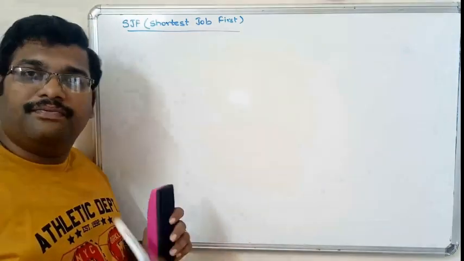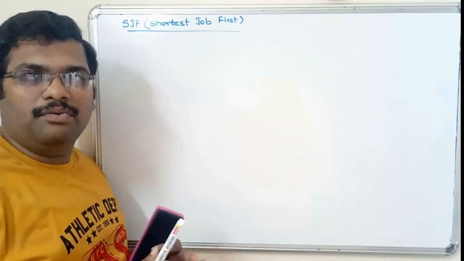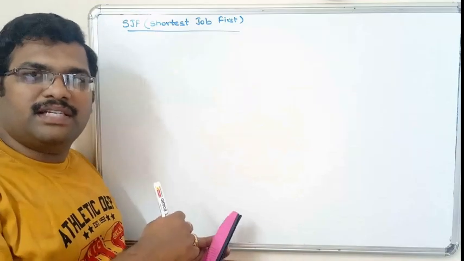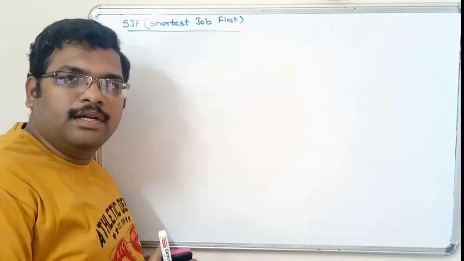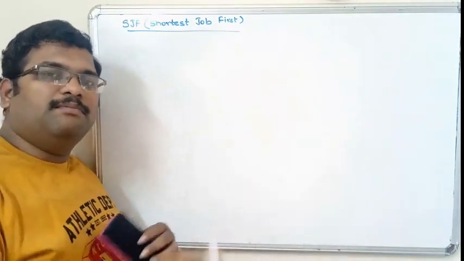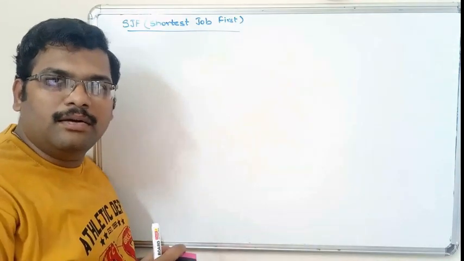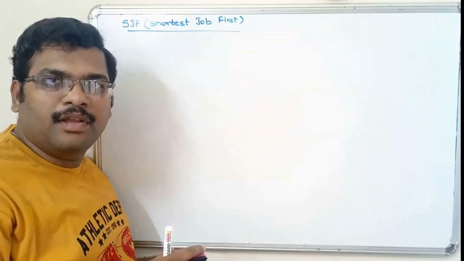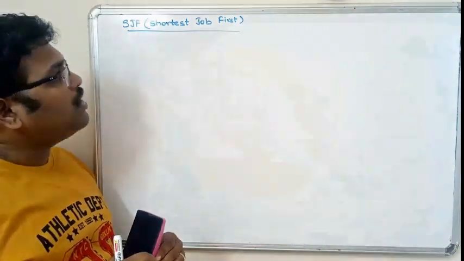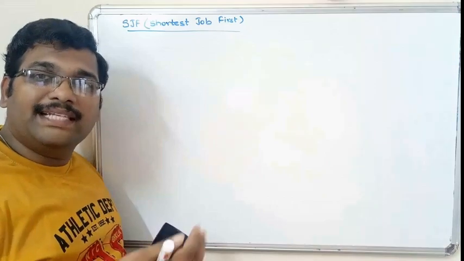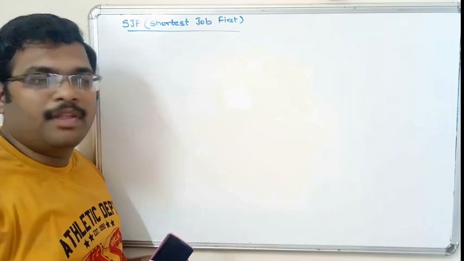In them we have seen one of the scheduling algorithms, that is FCFS, first come first serve. That means whichever process arrives first into the ready queue will be allocated to the CPU. After completion of that process, based upon the arrival time, the second process will be allocated to the CPU. That happens in first come first serve. Coming to shortest job first, based upon the execution time, we will schedule the process to the CPU.